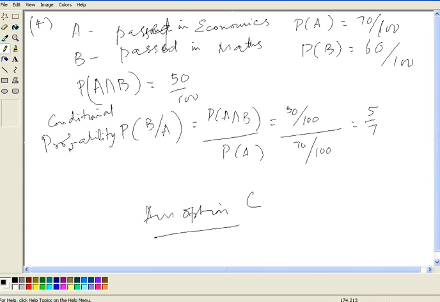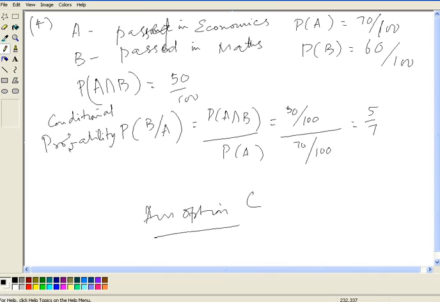Also, it is given that students who have failed in both the subjects are 50%. So the students who have passed, that is A intersection B, would be 50 by 100.